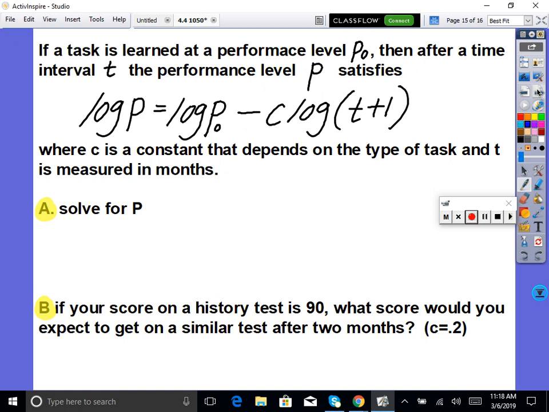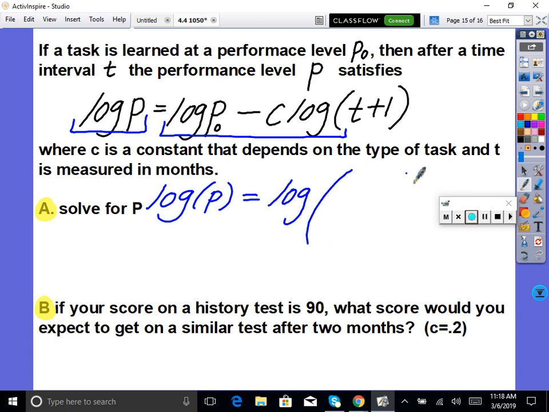So let's look at this. The first thing I want to point out is on this side we just have log of p. There's not really anything we can do to simplify that. Log of p is equal to. Now over here, can I write this as 1 log? Yes, right? Now when you subtract, do you subtract? You divide. So we have 1 log, and then it looks like p sub 0 is on top, then divide, because subtract, and then on bottom we have t plus 1 to the c power.